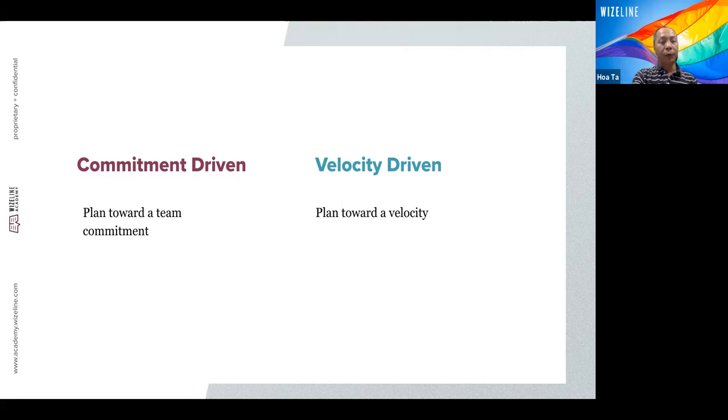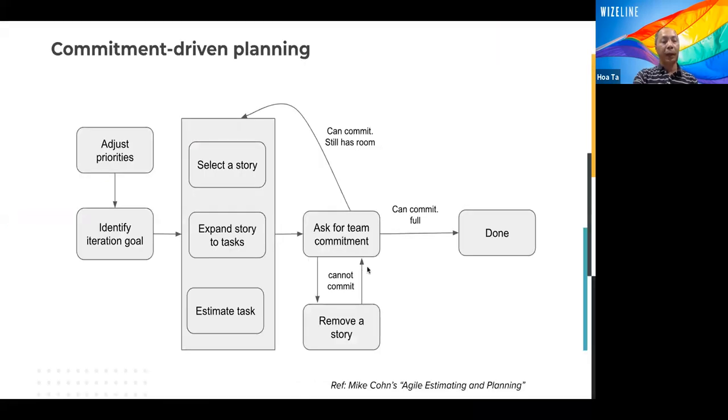I will show you two flows that explain this in more detail. The first is commitment-driven planning. Actually, this one is from the book Agile Estimating and Planning by Mike Cohn. If you read the book, you can see this one; I just rewrote it here. So commitment-driven planning is where the team plans based on commitment. For example, at the beginning of the sprint, normally we need to adjust the priority. Yes, we have to groom the backlog and rank the priority of the backlog items before we do that.